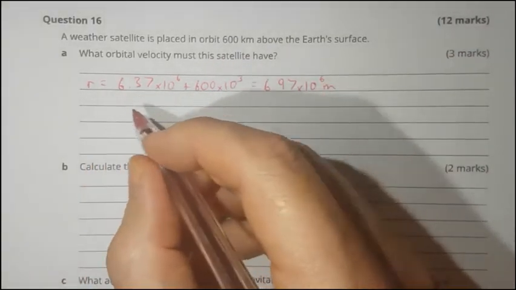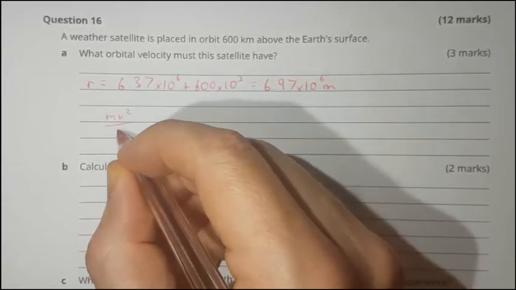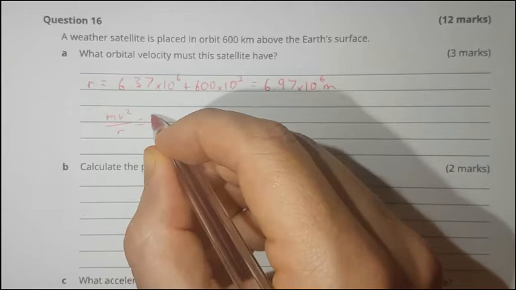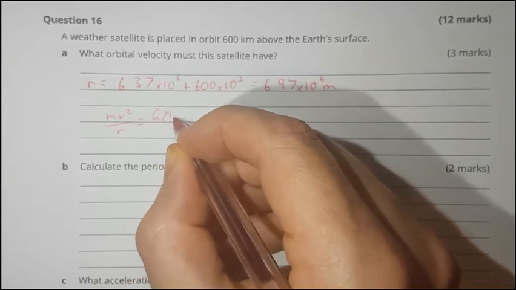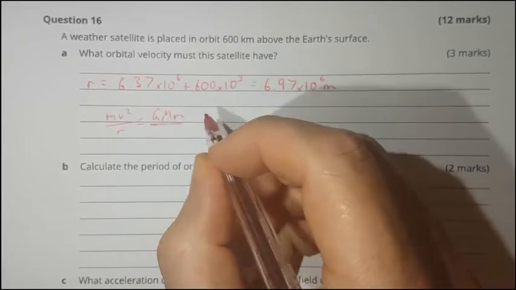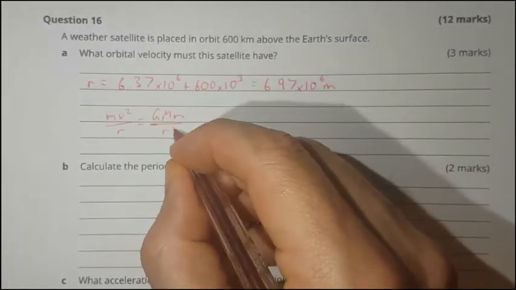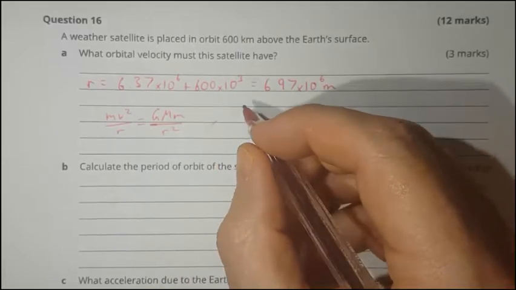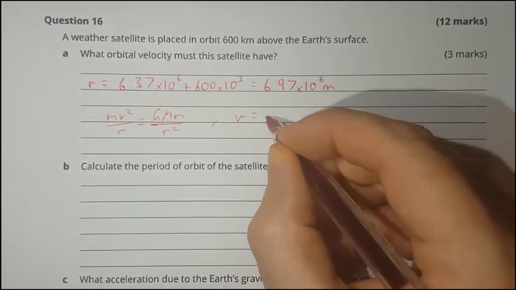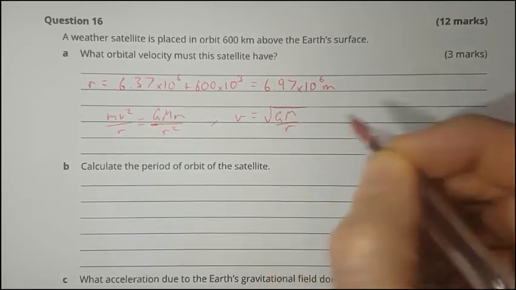To do that, you can solve by equating your centripetal force to your gravitational force. I use big M, little m. I'm not sure what they have in the formula sheet anymore, to be honest. Over r squared, and if you have that, what you should end up with is v equal to the square root of GM on r.